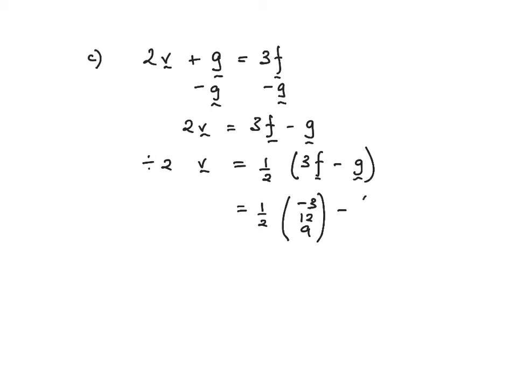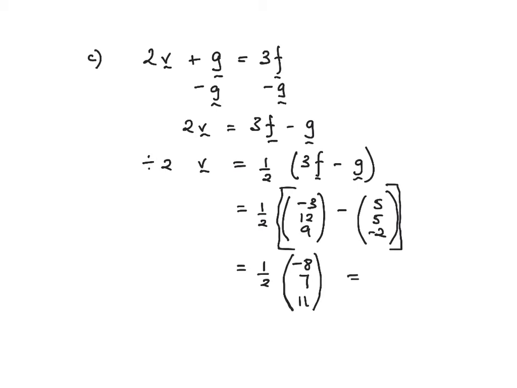Minus 5, minus 2, and we're going to multiply the result by 1/2. So minus 3 minus 5 is minus 8, 12 take away 5 is 7, and 9 minus minus 2 is 11. So half of minus 8 is minus 4. Half of 7, I'm going to write that as 7 over 2, and then 11 over 2. We could write the decimal 3.5. We could also have 5.5.